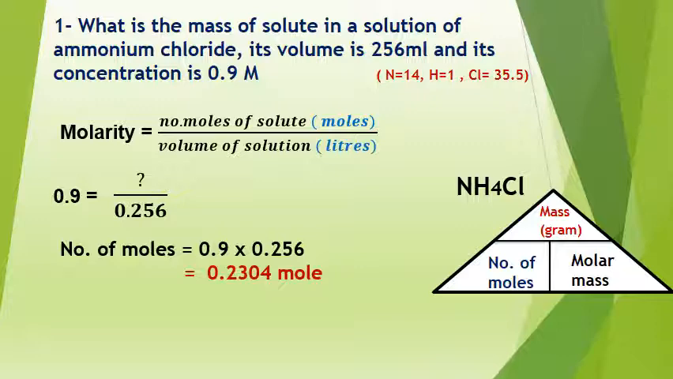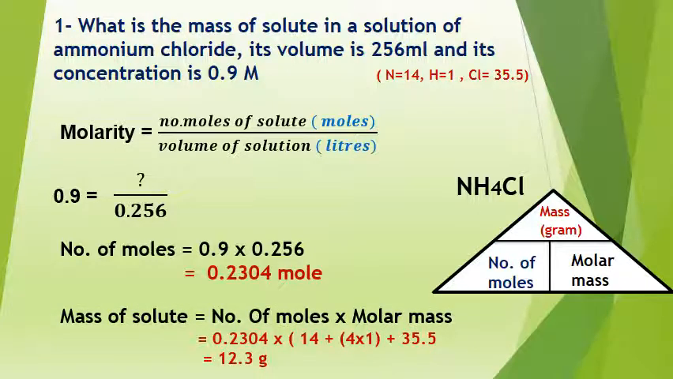Both of them have the same valency, which is 1, so here I don't need to cross the valency. So the chemical formula of ammonium chloride is NH4Cl. Okay, now I can calculate its molar mass. The molar mass of nitrogen is 14, as you see, and the molar mass of hydrogen is 1. The molar mass of chlorine is 35.5. So I can calculate the molar mass easily.